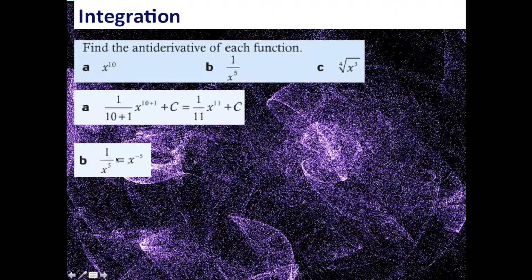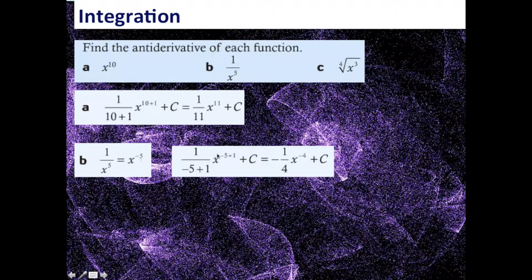Part B, again here, recognizing this is just x to the power -5, and then using the formula 1 over -5 plus 1, x to the power -5 plus 1 plus c, which gives us -1 over 4, x to the power -4 plus c. Finally, and again, here, if we've got a negative power, we can just tidy it up, writing it as a positive power. Same thing, just in terms of notation, slightly neater here.